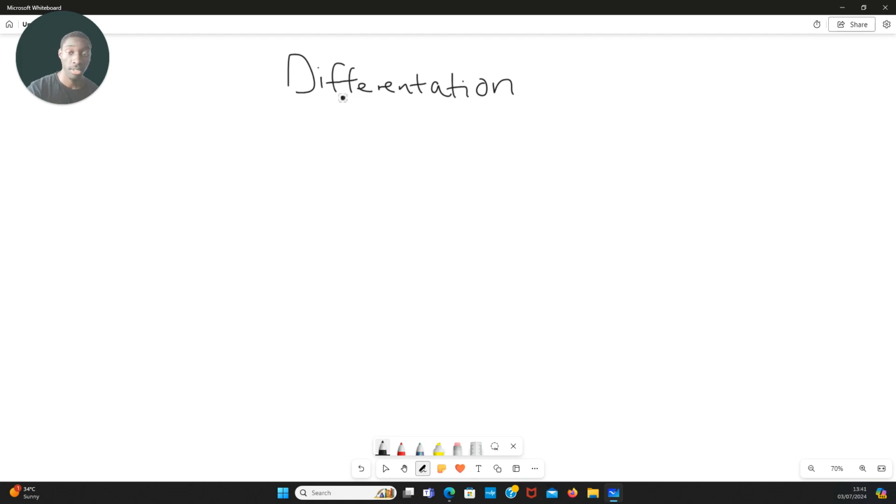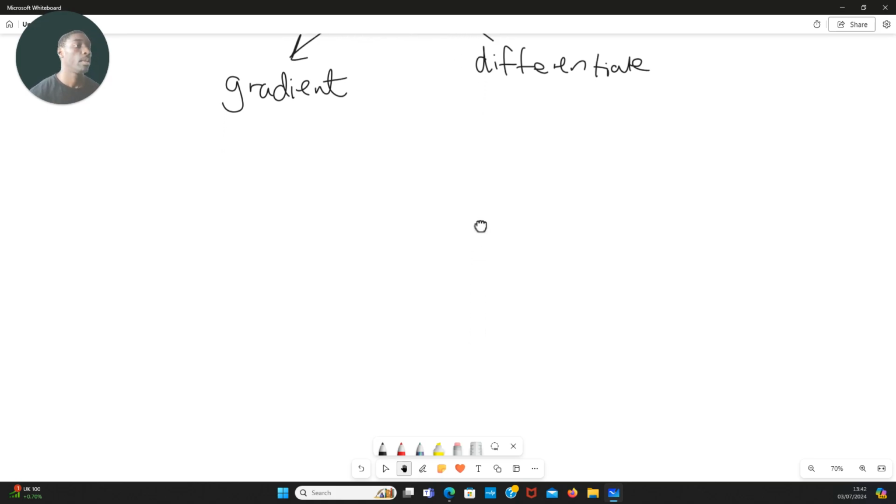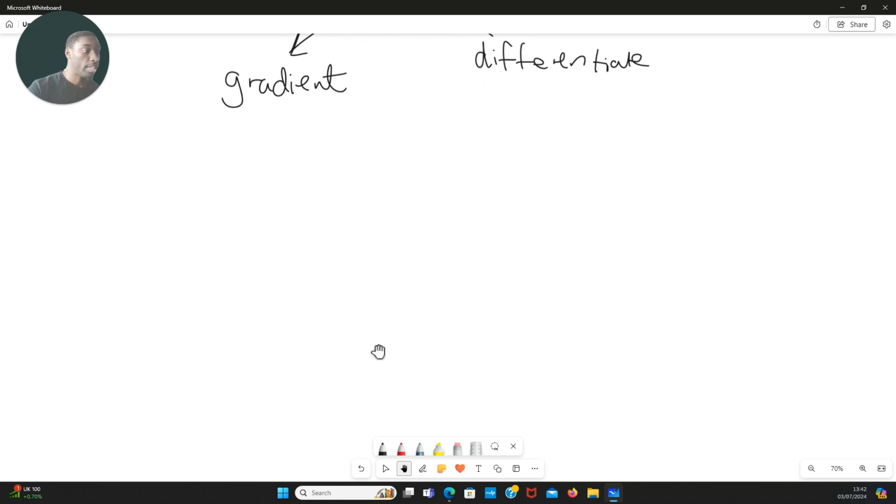So differentiation, I like to break this down into two words. Now, I'm not going to break it down using the word differentiation, but the two words I have in mind are gradient, and the second word is differentiate. Once I understand what these two words mean, I can combine them together, and it will allow me to understand differentiation before we even tackle some questions, which is the whole point of this video. So let's go into the word gradient, which is the easiest one.